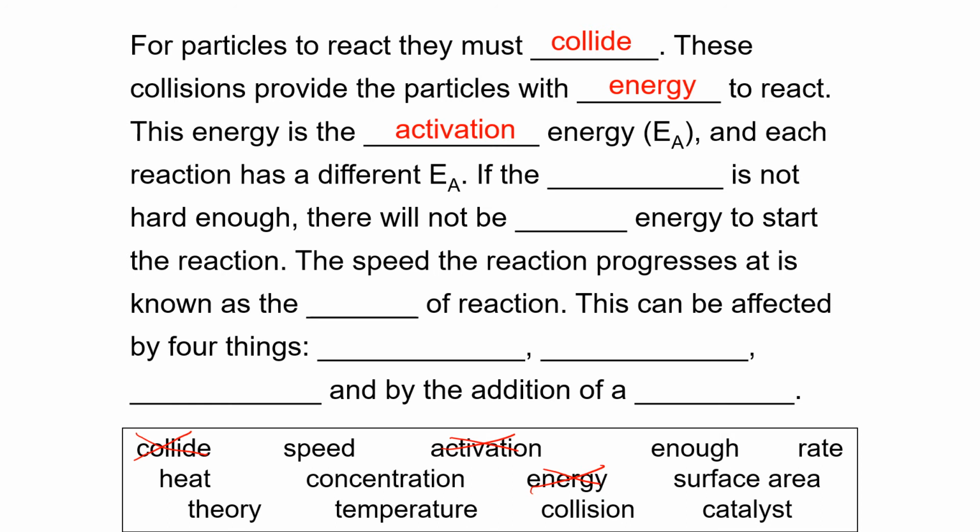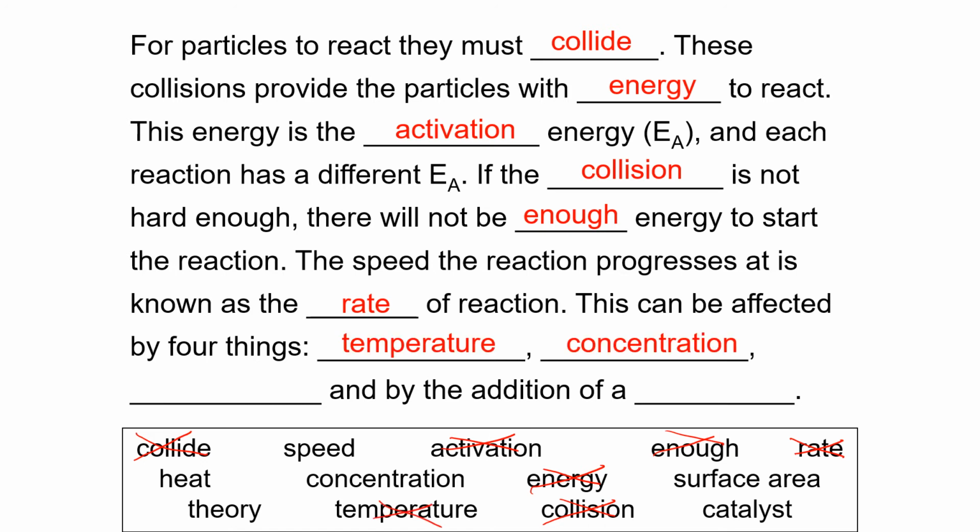Each reaction has a different activation energy. If the collision is not hard enough, there will not be enough energy to start the reaction. The speed the reaction progresses at is known as the rate of reaction. This can be affected by 4 things: temperature, concentration, surface area, and the addition of a catalyst.